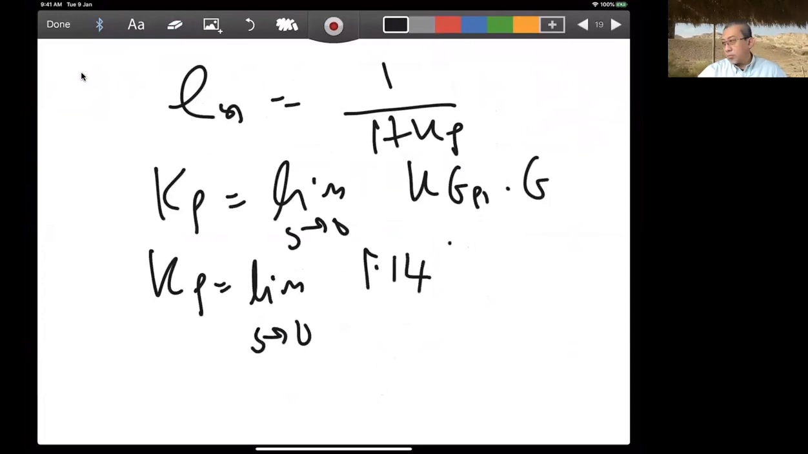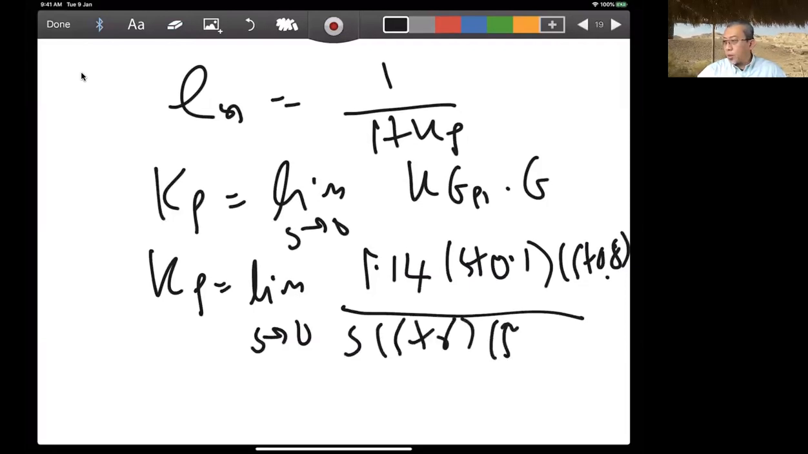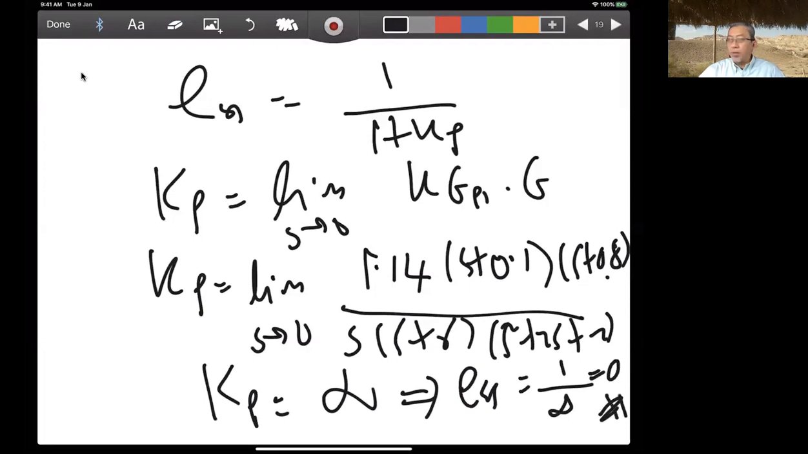So KP is equal to limit S to 0 of 1.14, S plus 0.1, S plus 0.8, S plus 6, and s squared plus 2s plus. So you insert the 0 inside, then Kp is equal to infinity. Therefore ESS is equal to 1 over 1 plus infinity. So you prove that after using PI, the steady state error is 0.